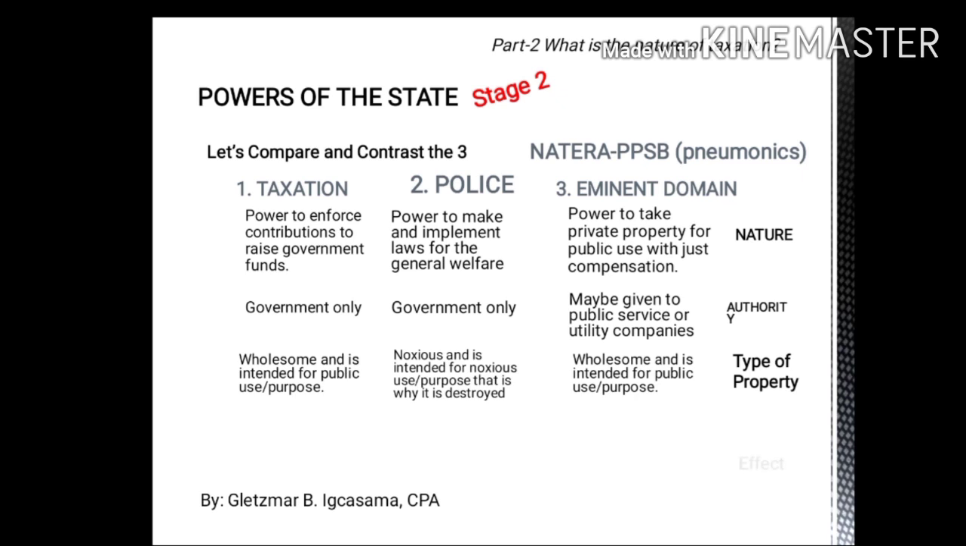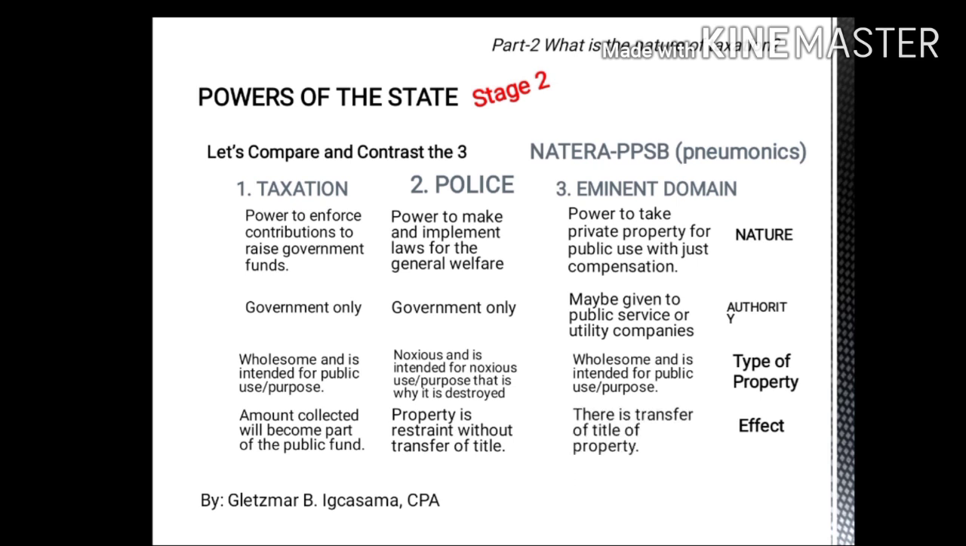Let's go to E, the effect. The assets collected under taxation power by the government will become part of the public fund. The assets acquired by the government by exercising police power are taken away without the transfer of title, because again, those are noxious. The property taken by the government under eminent domain has a transfer of title from the private entity or private individual to the government. So that's the effect.